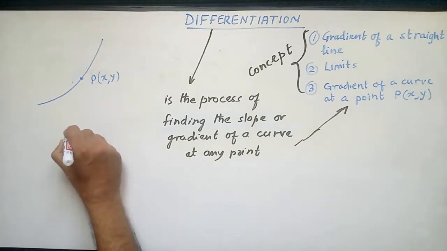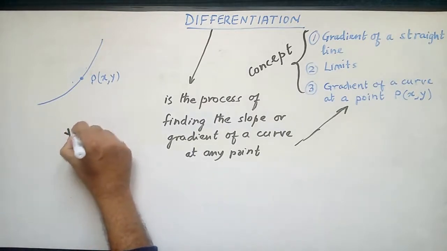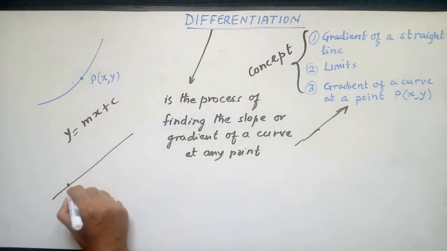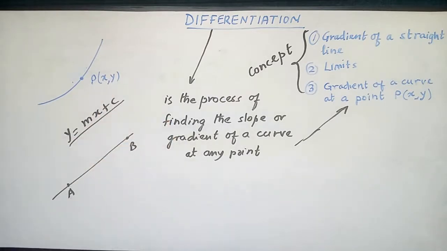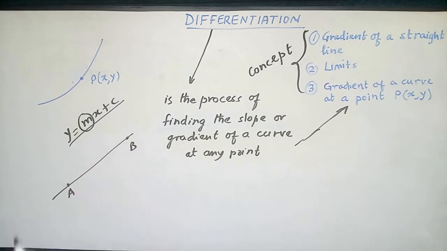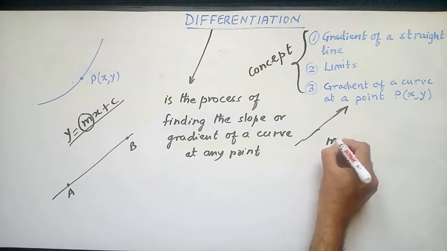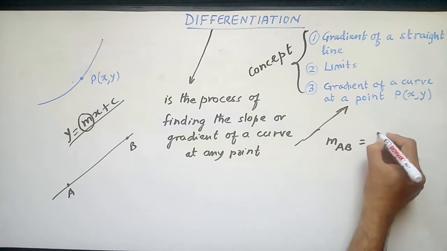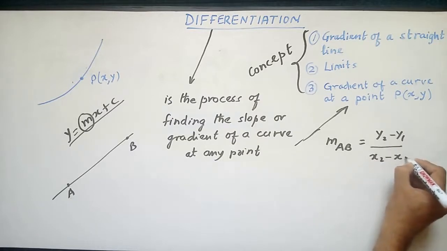We already know that the equation of a straight line is y = mx + c. So if we have a straight line and there is a point A and a point B, the equation of the line is y = mx + c. Now, what is this m? This m is the slope of this line AB. We know from our earlier mathematics that the slope of the line AB is the difference of the y coordinates upon the difference of the x coordinates.